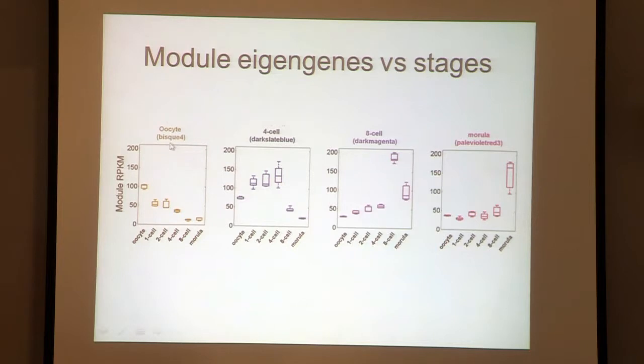And so the oocyte module shows this pattern. As expected, the module eigengene takes a high value in the oocyte stage, but then lower values elsewhere. Here is another module, the 8-cell module, and yes, all the transcripts are highly abundant at the 8-cell stage.